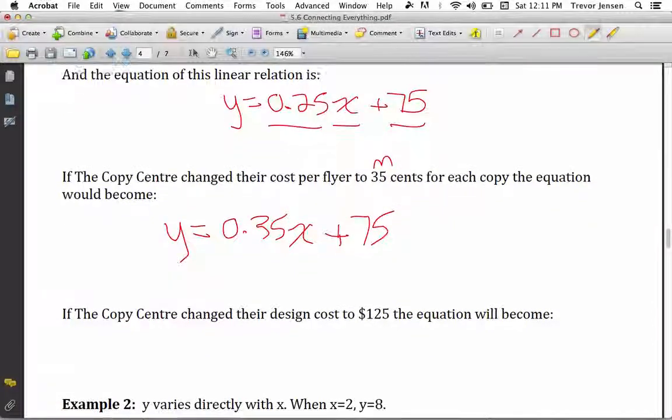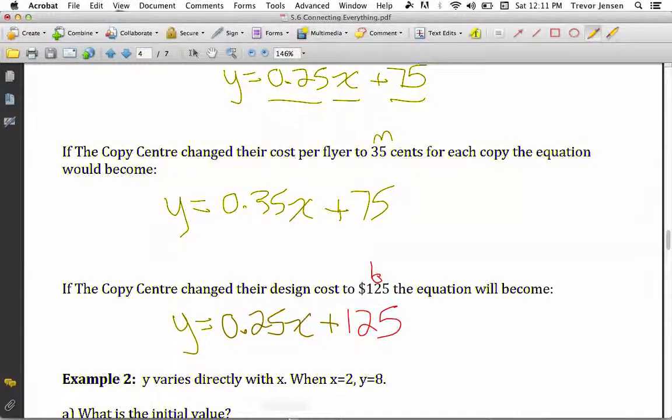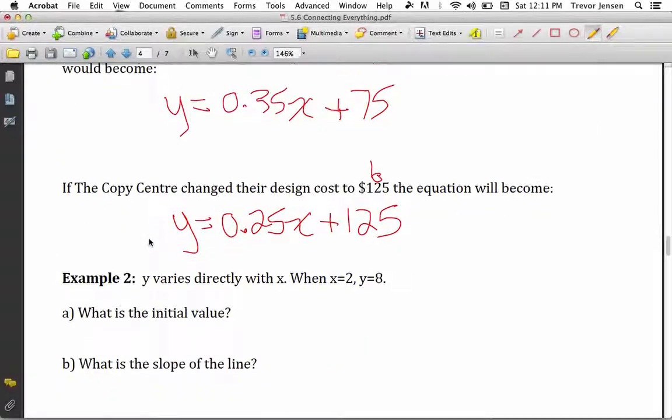If they changed their design fee to $125, the equation would be, let's assume that the variable cost is still 0.25, 25 cents times the number of copies, plus the initial value, or fixed cost, b, would now become 125. That would be the new equation.